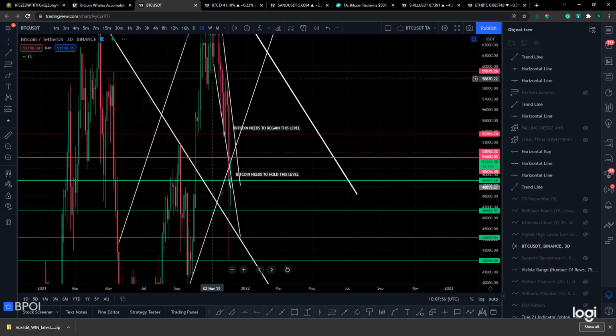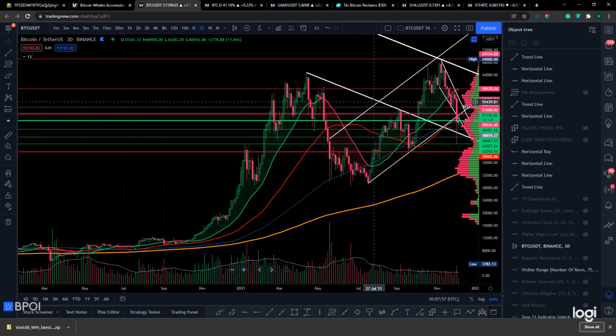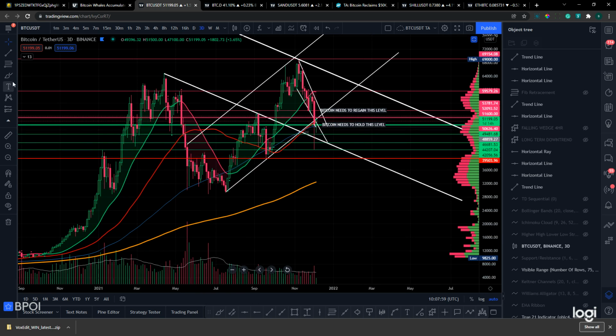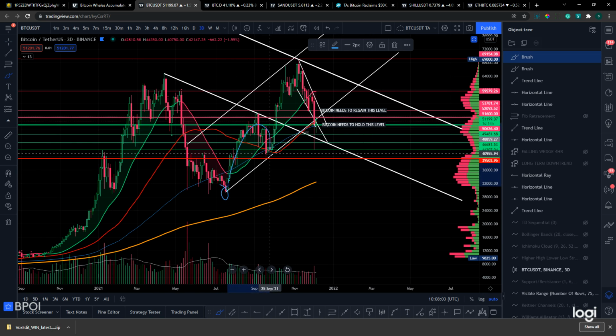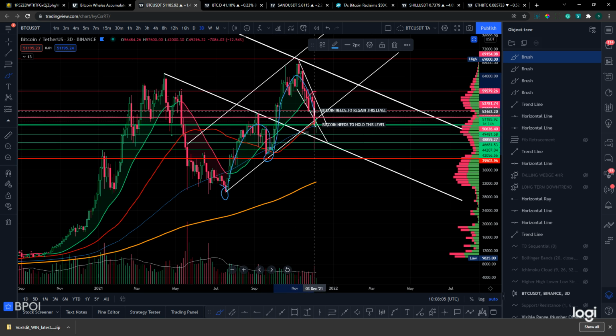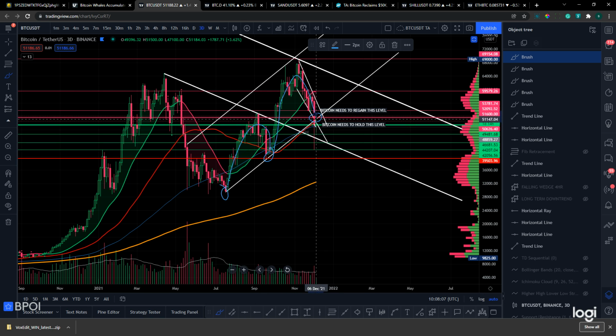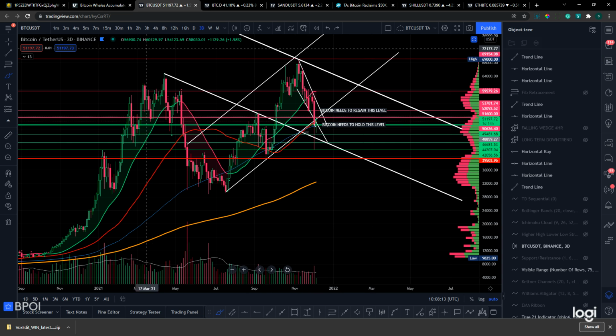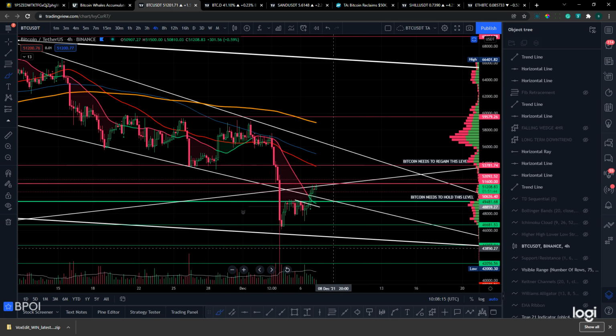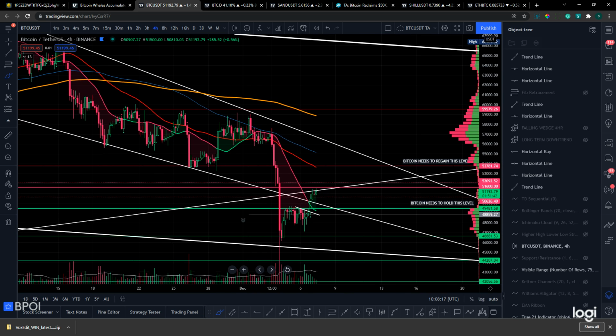If I go back to the 3-day again, sorry guys, 1 second, pen tool. So we can see start, okay, move up, bounce, move up. Should have been a bounce, didn't get that bounce, had a breakdown. We're now at a bearish retest of this same trend line. Okay, so go back to the 4-hour, bearish retest of this same trend line.